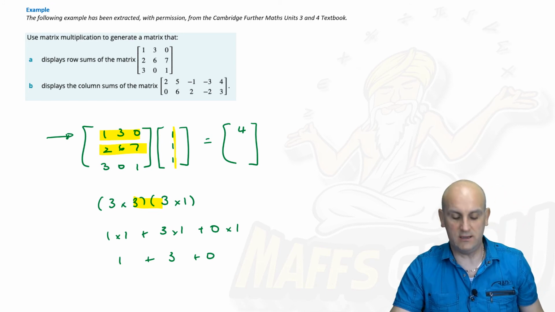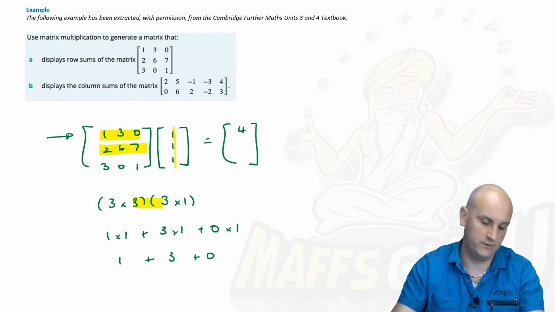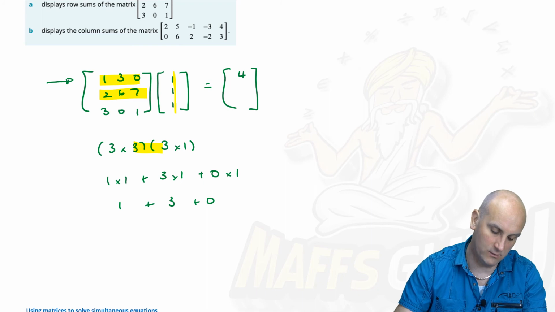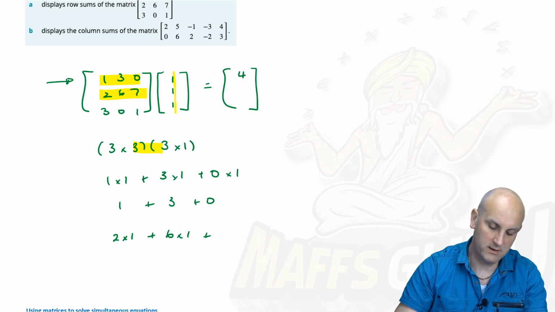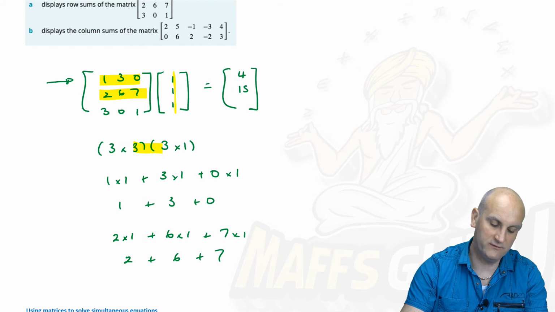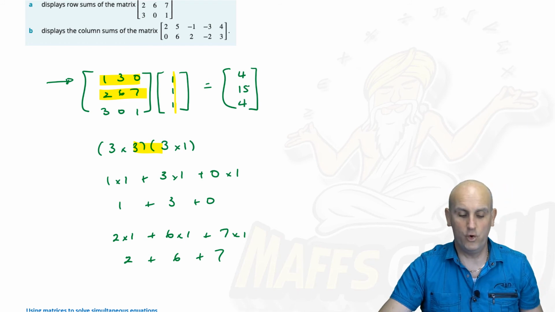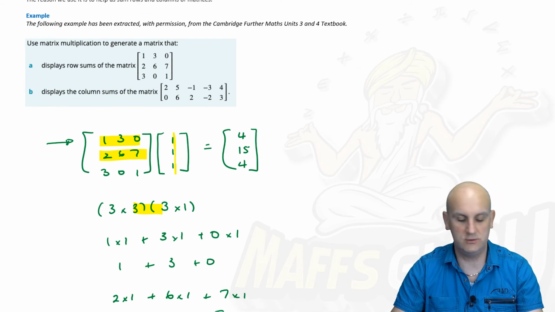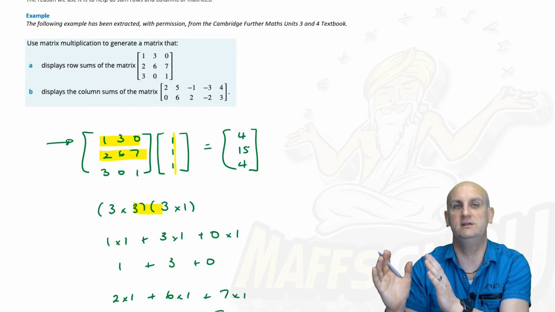How to get the next number? I would do the second row times the column. So scrolling up just a little bit gives me a value of 2 times 1 plus 6 times 1 plus 7 times 1, which gives me 2 plus 6 plus 7, 12, 13, 14, 15, which gives me 15. And I can tell you that the next row will in fact give me 4. All right, so that there is a row sum. That's how to do a sum of rows, by doing the column matrix after.